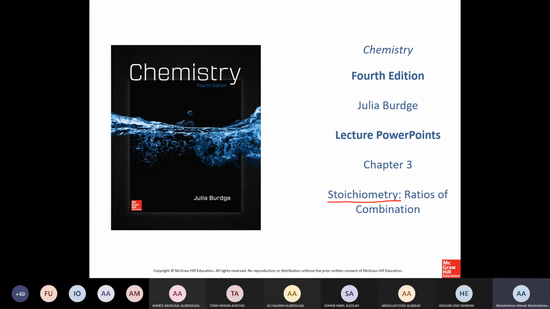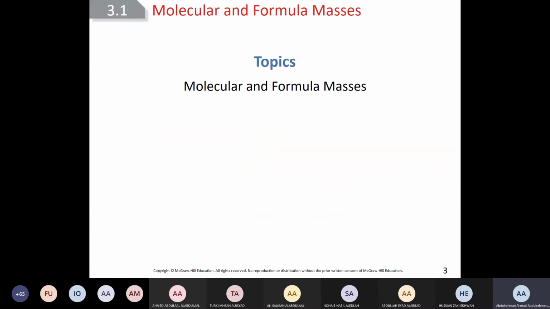Stoichiometry. All right, what's the meaning of stoichiometry? You can understand it. It means exactly calculation. The meaning of stoichiometry is calculation related to the ratios of combination. So this chapter is going to be mainly about doing some calculations related to chemistry.